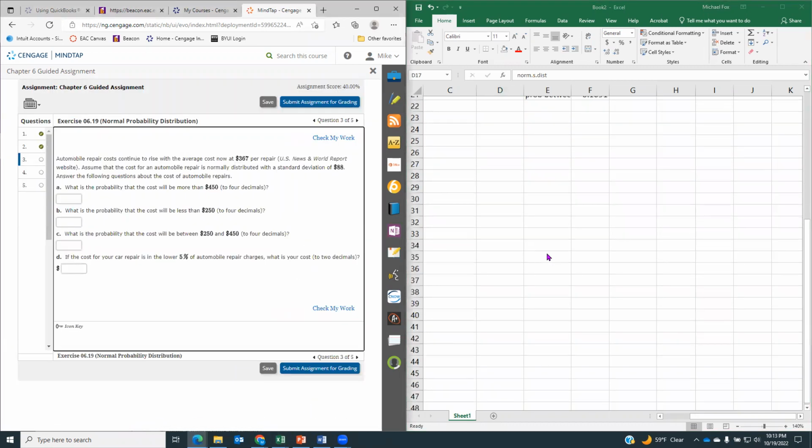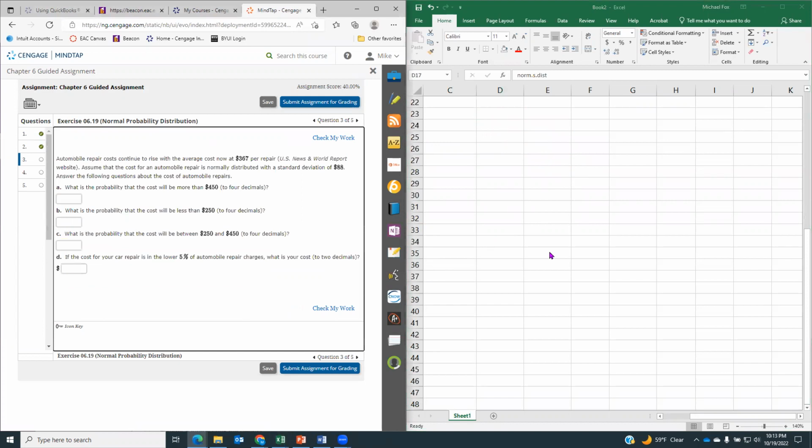So here we have automobile repair costs continue to rise with an average cost now at $367 per repair. Assume that the cost for an automobile repair is normally distributed with a standard deviation of $88. Answer the following questions about the cost of automobile repairs. And so here's all our questions. So here we're still looking at a normal distribution. Again, it tells us they're normally distributed.